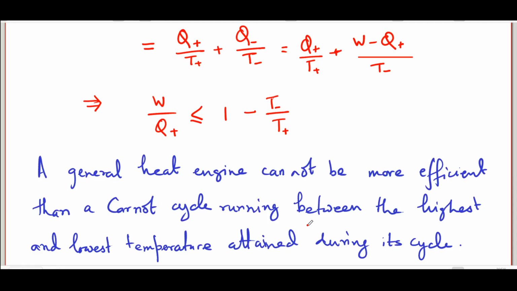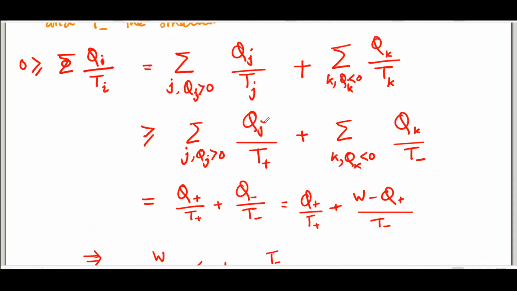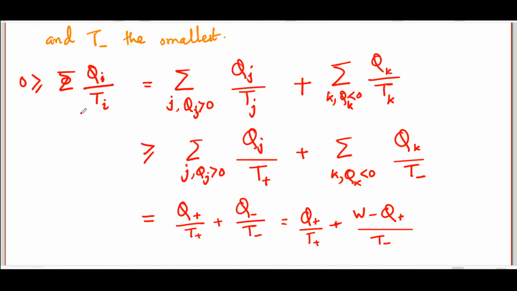Indeed, if we go back a bit and try to figure out when W by Q plus, the efficiency, will be equal to the maximum value, for that to happen, of course, you have to have two things. First of all, this less than or equal to should become an equal to, which of course is possible only if the cycle is reversible. So for this to happen, the cycle has to be reversible. But this alone is not enough. This statement has to reduce to an equality.